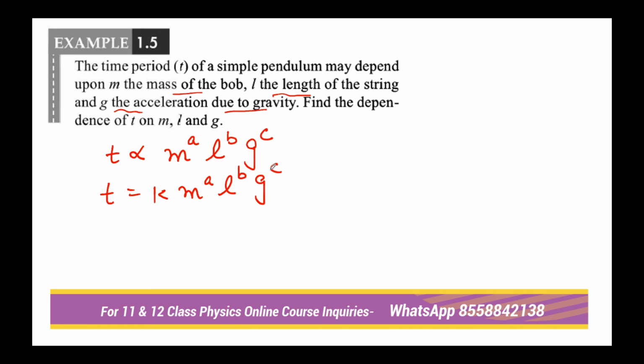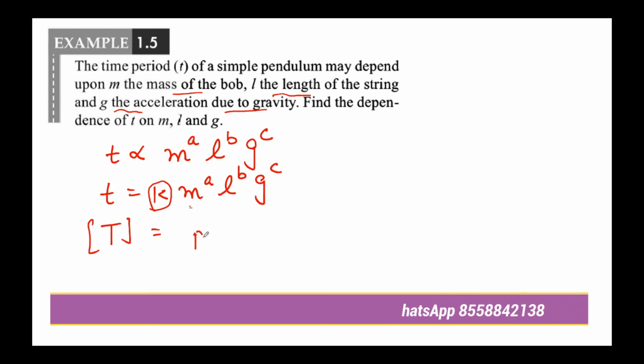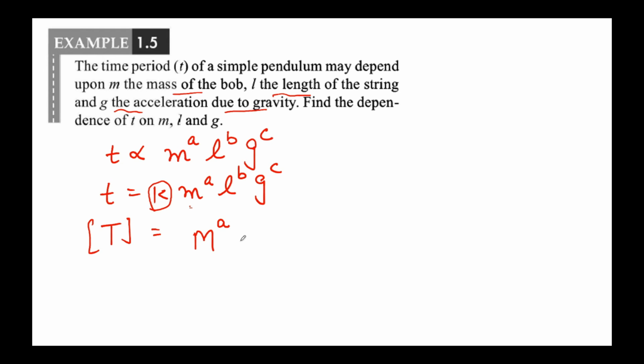Now writing the dimensions of each quantity here: time period has a dimension of T, so that will be equal to k, which is a dimensionless constant so it has no dimension, where m is the mass of the bob, so mass has dimension of capital M raised to power of a, L is the length, so that is L raised to power of b, and g, the acceleration due to gravity, has a dimension of L T raised to power of minus 2, all raised to power of c.